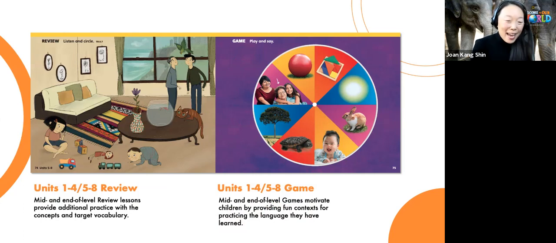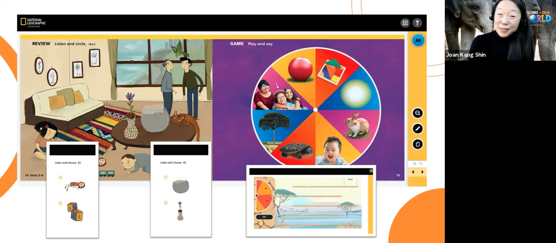Okay, and so actually we have these review activities after units 1 through 4, and then again after units 5 through 8, and it's another opportunity to provide additional practice with the concepts and target vocabulary learned through a few units. And so we have the activity that you can see on the left side as well as a game. So children love games, and I know teachers love to play these games with their students.